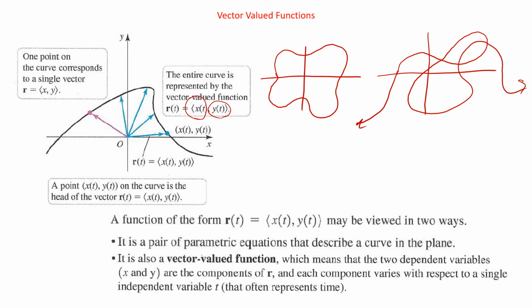We could also think of it as a vector value function, which means that we have the two dependent variables, x and y, which are the components of our vector r, and each varies with respect to a single independent variable that often represents time. It's very similar to parametric equations. There's really not much difference, with the exception that in a parametric equation you have the one point, x of t, y of t. Well, that's going to be the terminal point or the head of the position vector for the r of t, which is x of t, y of t. Is that hugely important as a difference? Not really. These and parametric equations are very similar to each other.